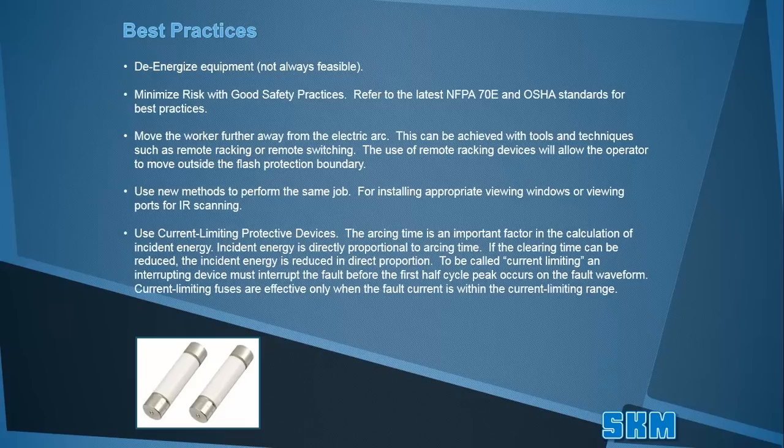Use current limiting protective devices. The arcing time is an important factor in the calculation of incident energy. Incident energy is directly proportional to arcing time. If the clearing time can be reduced, the incident energy is reduced in direct proportion. To be called current limiting, an interrupting device must interrupt the fault before the first half-cycle peak occurs on the fault waveform. Current limiting fuses are effective only when the fault current is within the current limiting range.